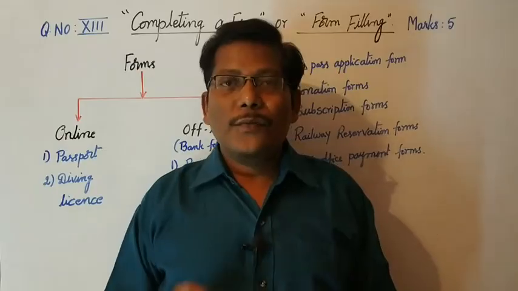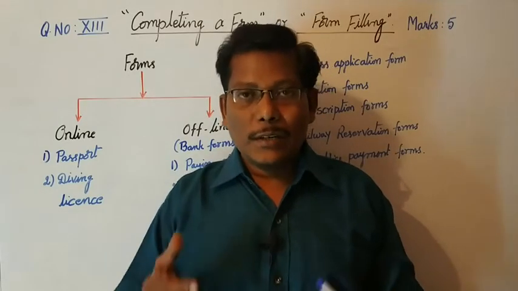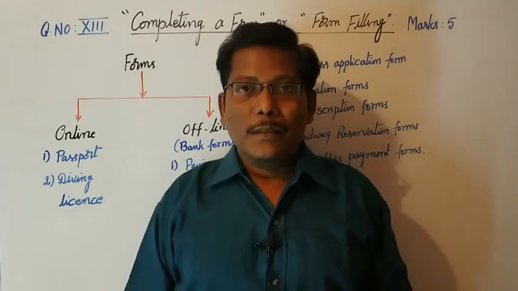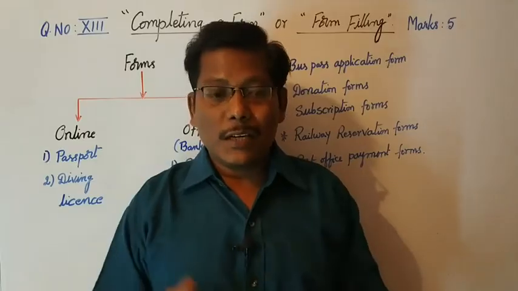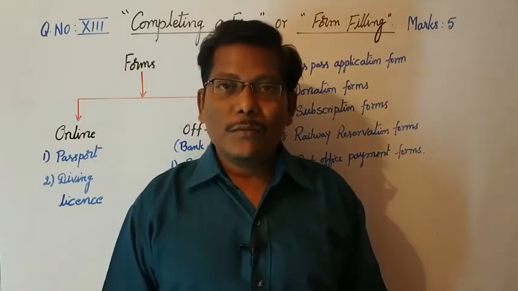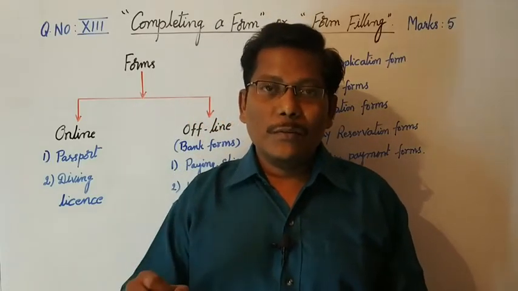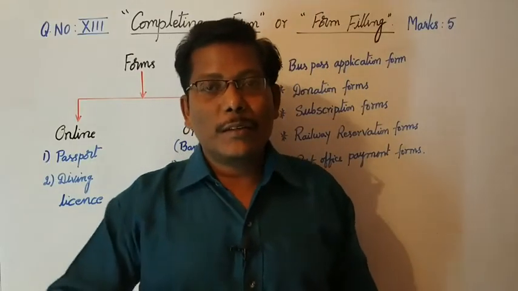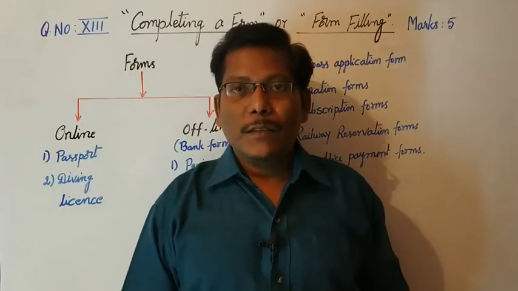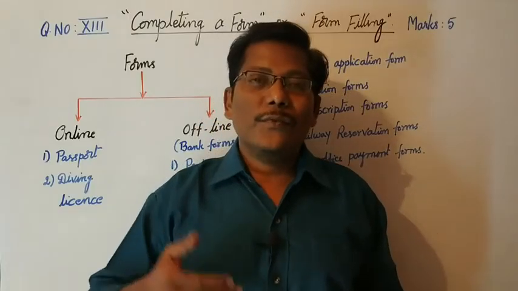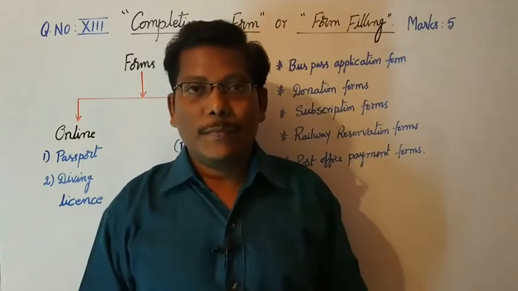The second one is we have to pick up the right form. For example, if you go to a bank, you can see so many different types of forms on the table. They are of different colors. If you want to deposit some money, you have to pick up the deposit form only. If you want to withdraw money, you have to pick up the withdrawal form only. Because there are different forms for different purposes, picking up the right form is also very, very important. So these are the two guidelines while filling up an application form.